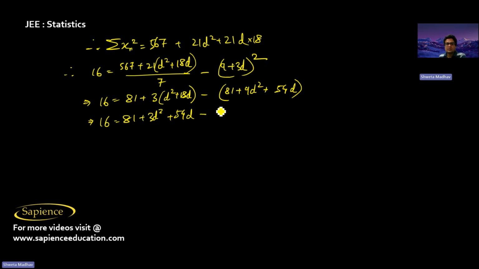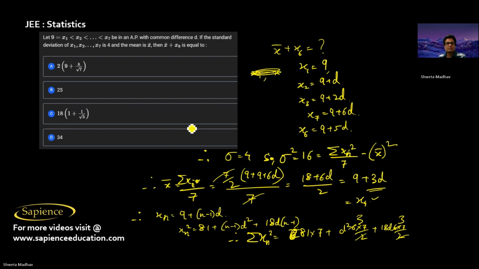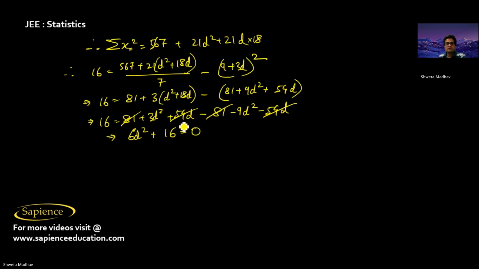54d minus 81 minus 9d square minus 54d. 54d will cancel, 81, 81 will get cancelled. So this is minus 6d square. So you can say 6d square plus 16 is equal to 0. Okay.